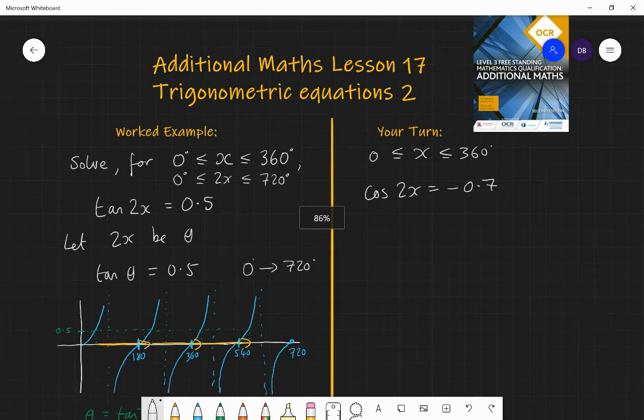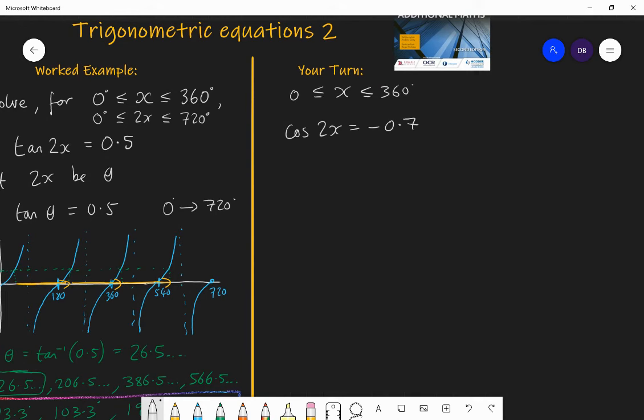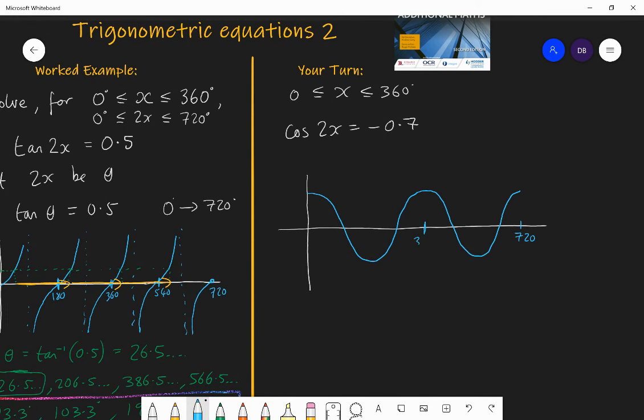Okay, I'll run through the answer. With this, if you're finding x between 0 and 360, then 2x will be between 0 and 720. So I'm going to draw my graph for cos between 0 and 720. Between 0 and 360, it does this, and then it'll repeat again between 0 and 720. So that there is 720 degrees, that there is 360 at the halfway point. And we want negative 0.7. So negative 0.7 is there.